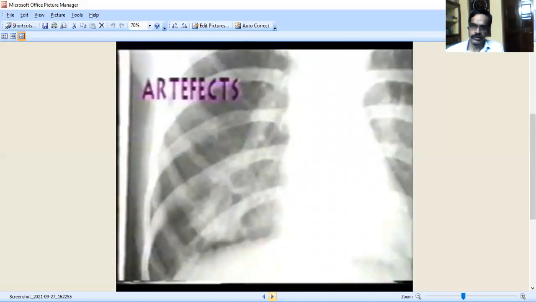So you see, this is an artifact because of a breast shadow, isn't it? It seems to be fibrosis in the right lung, but it is not fibrosis, it is the breast shadow. Artifact.